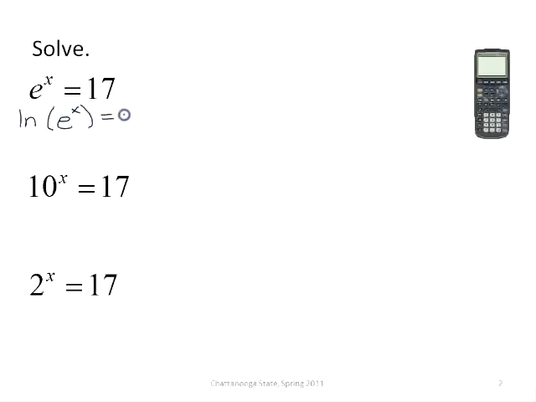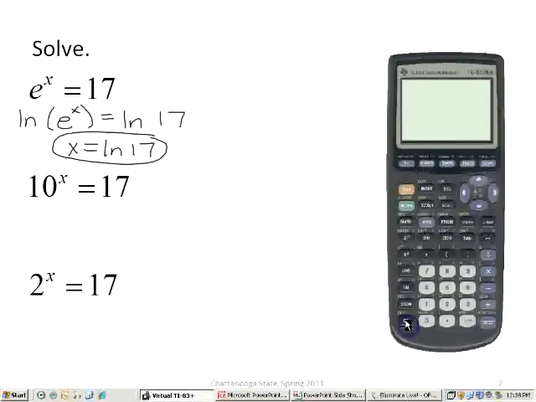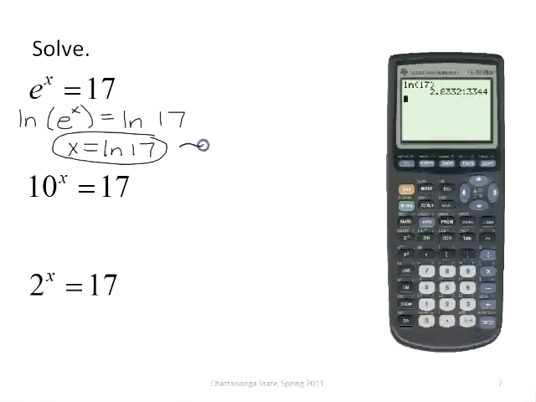So we're going to take the natural log of e to the x, and we're going to take the natural log of 17. Now, using what we know about logarithms, the natural log of e to the x power is just x. So x would be the natural log of 17. This would be considered the exact answer. If I wanted an approximation for this, I could certainly find one. Natural log of 17 is approximately 2.833.